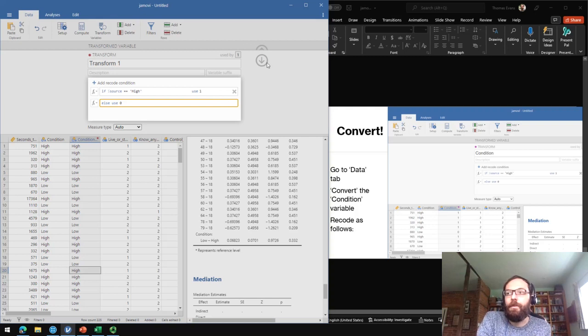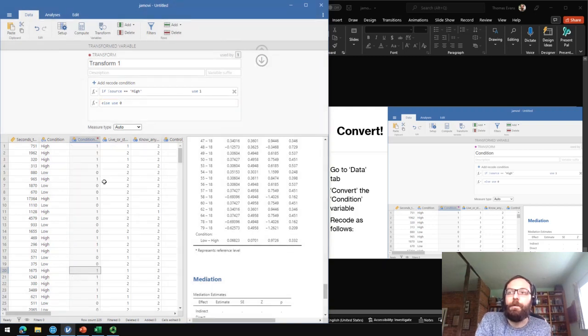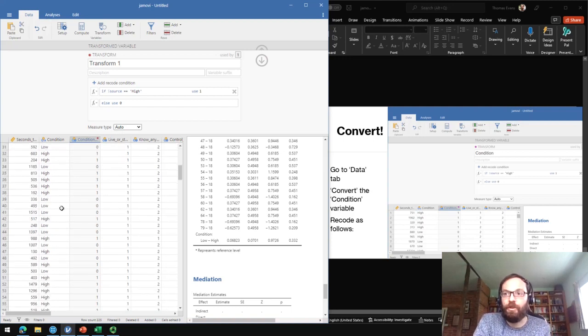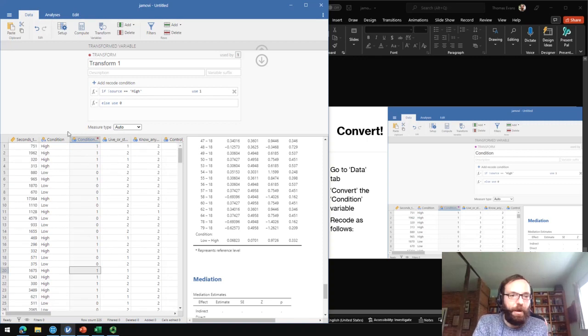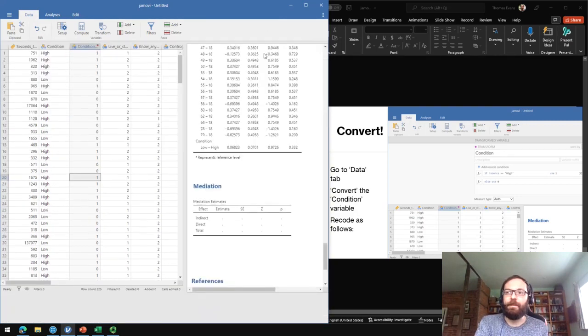And then if you get rid of that, you should be able to see in your data file that you've got now 2 condition variables, one of which goes high, high, high, high, low, and the one next to it which goes 1, 1, 1, 1, 1, 0. And so if you want to eyeball the data just to make sure that it has worked properly, we've now turned it into a numerical value, which is fantastic because we can now run our analyses.